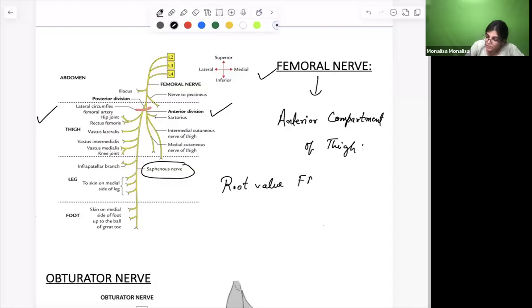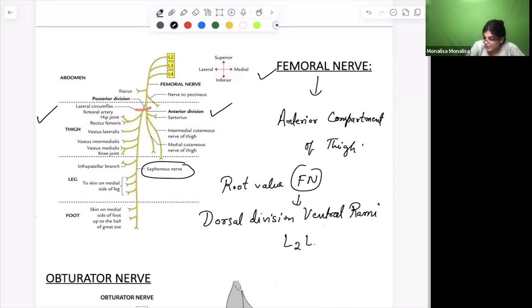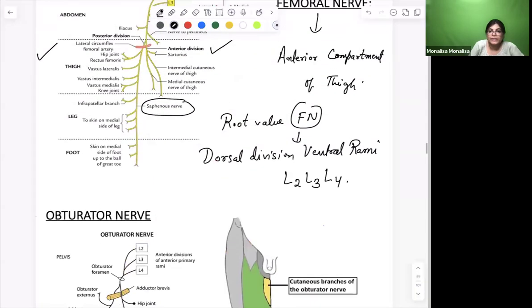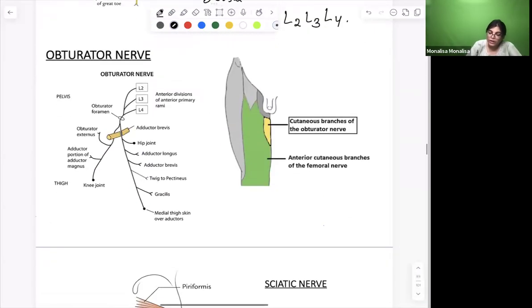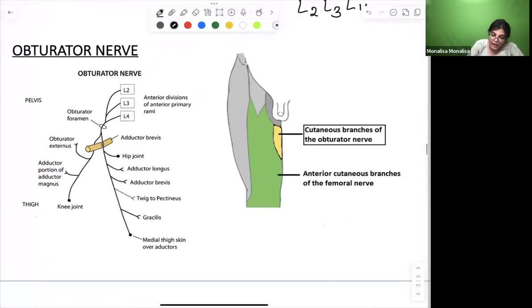The root value of femoral nerve: it is formed by dorsal division, ventral rami of L2, L3 and L4. Okay, my dear students. If I talk about obturator nerve, it is the nerve of medial compartment of thigh.